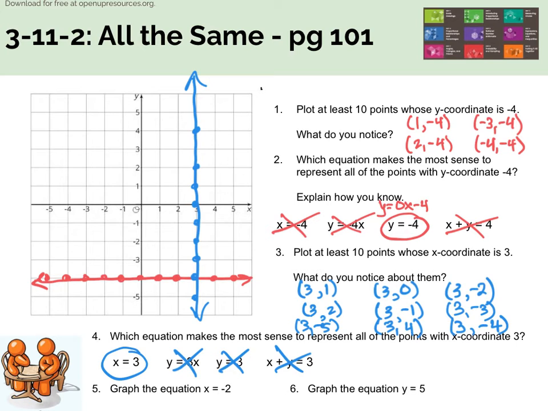Go ahead and do number 5. Graph the equation x equals -2. And then do number 6. Graph the equation y equals 5. Go ahead and do that right now. Pause and do that, and then come back to us.